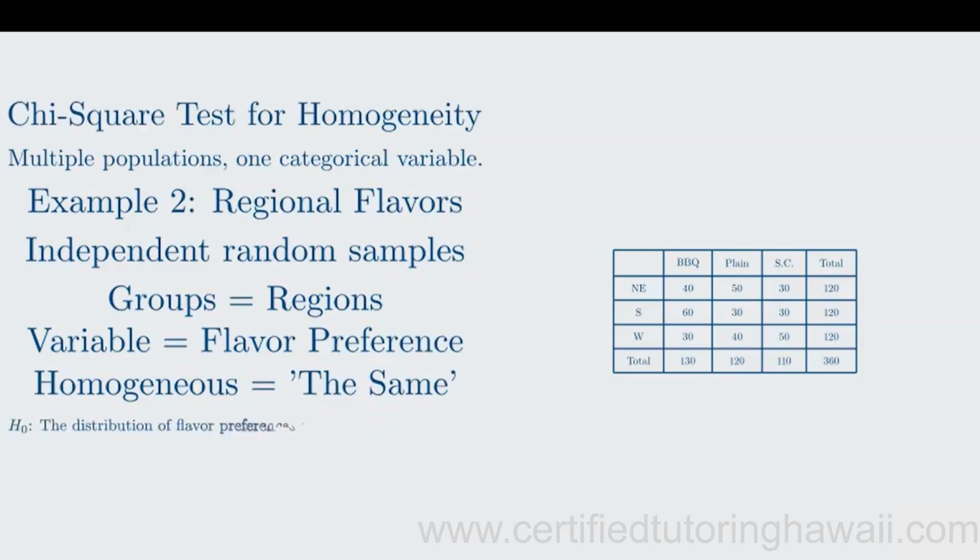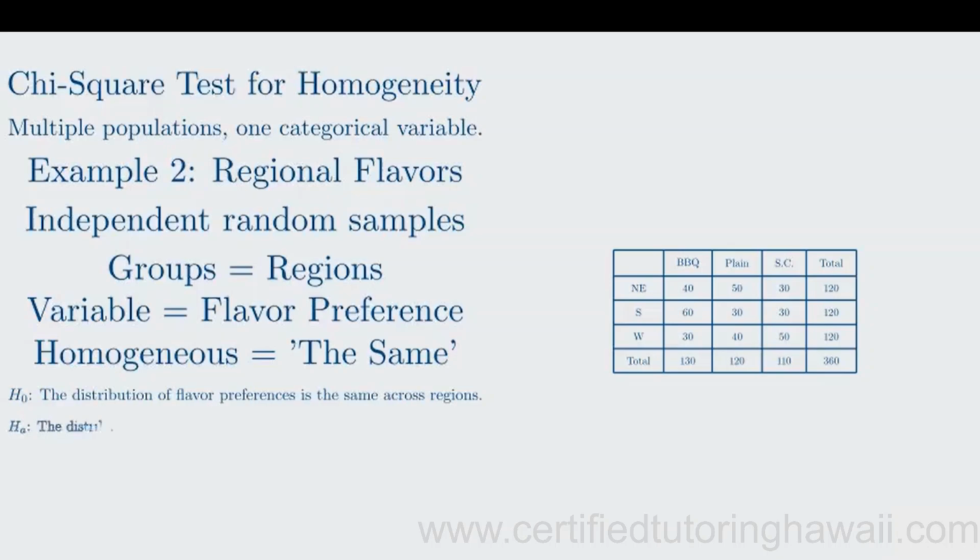Our null hypothesis, H sub naught, states that the distribution of potato chip flavor preferences is the same across the Northeast, South, and West regions. And the alternative hypothesis, H sub alpha, states that the distribution of potato chip flavor preferences is different for at least one of the 3 regions. Take a moment to look at the phrasing. For homogeneity, we focus on whether the distributions are the same or different.